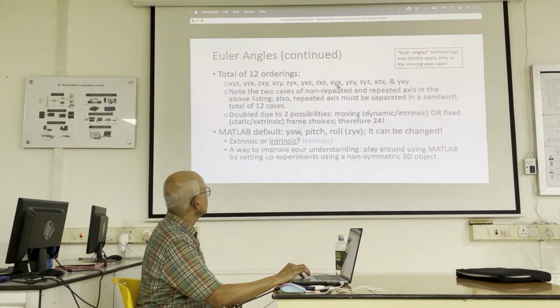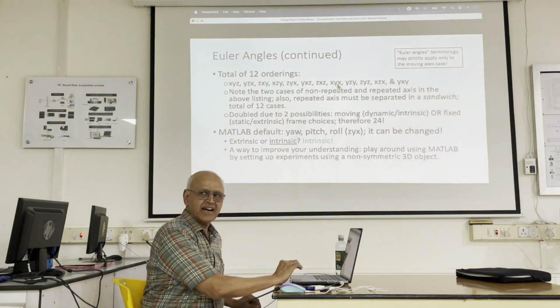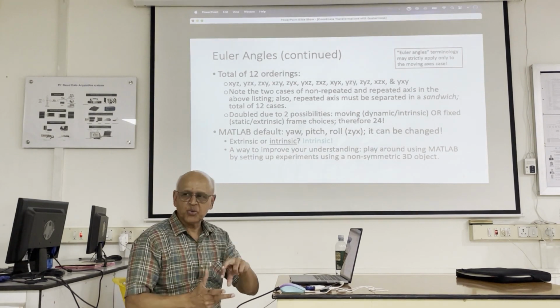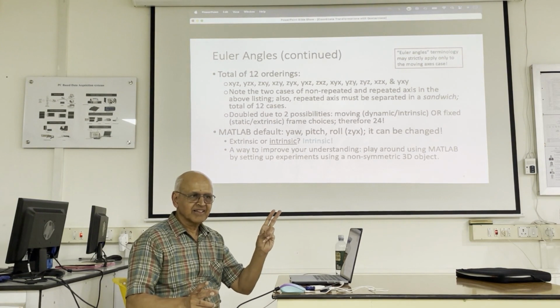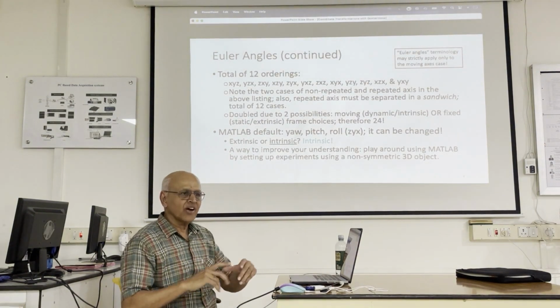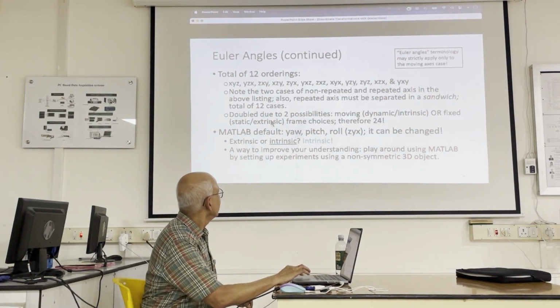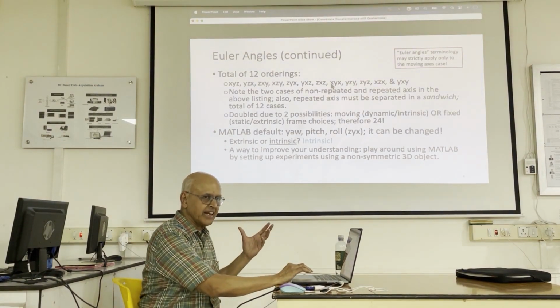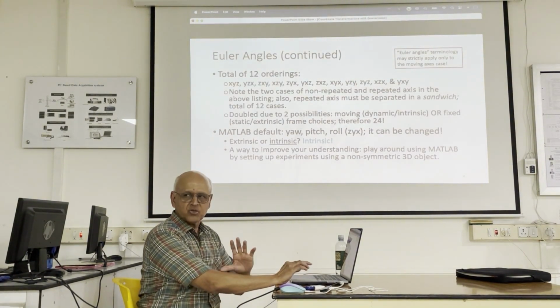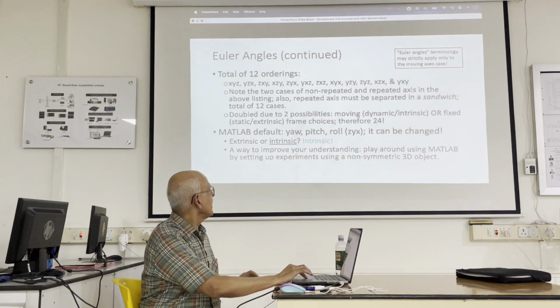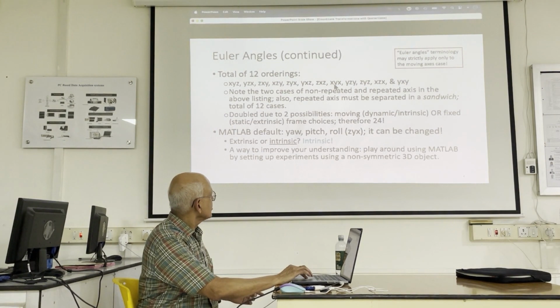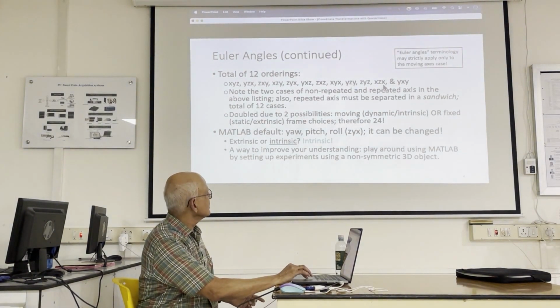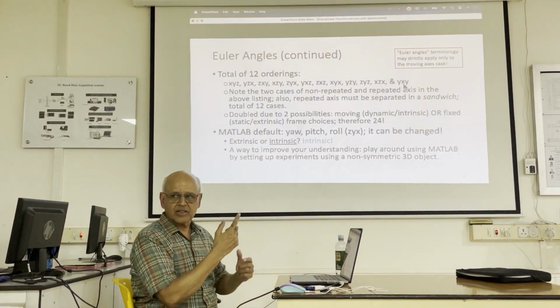But you can also repeat the axes. Why is that? Because when you move, the new X is not the same as the old X. Got it? So X at the end here does not mean the same thing as the X at the beginning. Therefore you're not losing any freedom. You don't have to have Z involved. It can be an XYZ, XYX, or a YZY, or a ZYZ, XZX, and YXY. They've gone through all the possibilities.